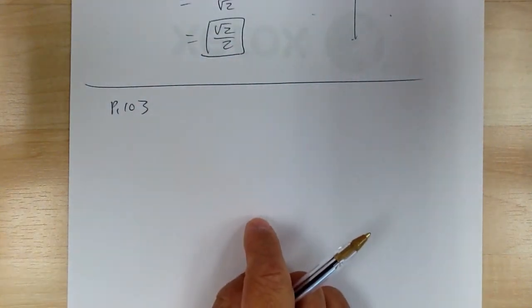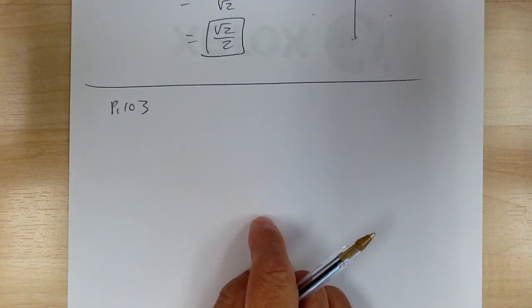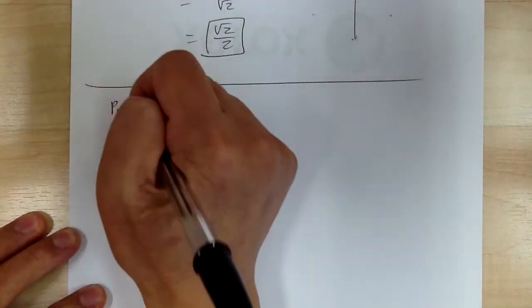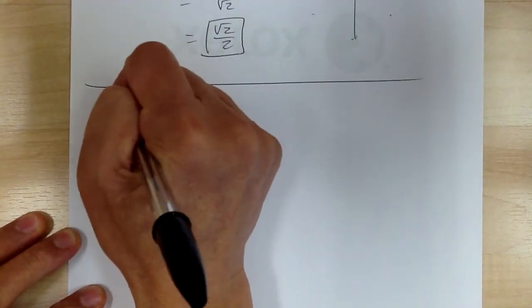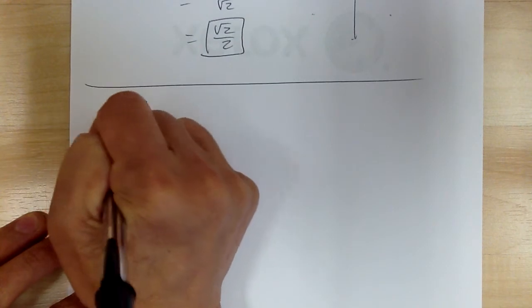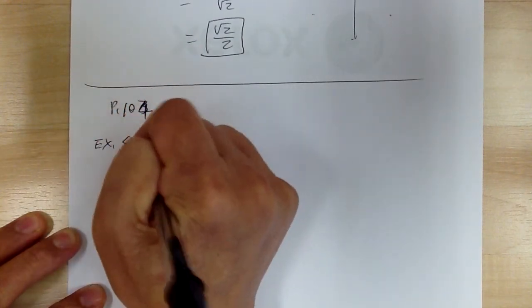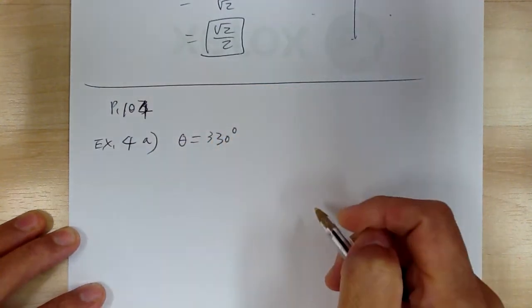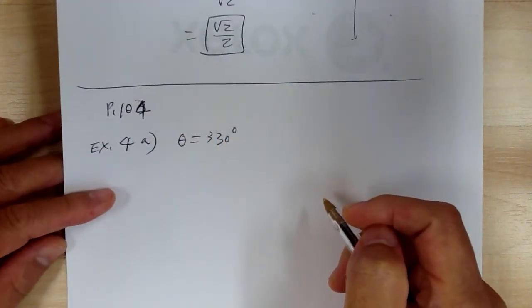Okay. So let's go over some examples. What do they mean by the reference triangle and the reference angle? The reference triangle is the angle that they give you, and you just draw the triangle based on the angle. Let's go to example 4 on page 104 and do A. You have theta equal to 330 degrees. It says sketch the reference triangle.